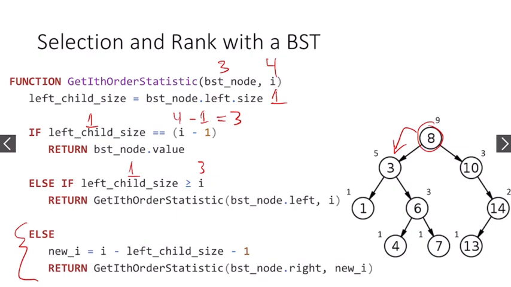The else branch has us do something kind of interesting. So we have to compute a new value for I. So we're going to say new I is equal to I, which is 4, minus the size of the left subtree, which is 1, minus 1, which is going to be 2. So now we're going to recursively call get ith order statistic on the right node with a value of 2.